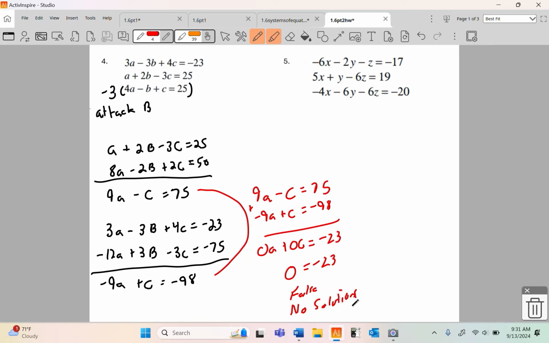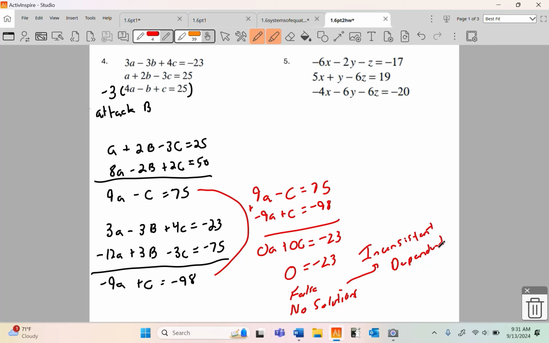And we would classify this as inconsistent. It is an inconsistent system, or it is a dependent system. Yeah, it's inconsistent, dependent. No solutions is inconsistent. These 2 things are not equal. Zero equals 0 would be consistent dependent. So there you go. There's number 4.